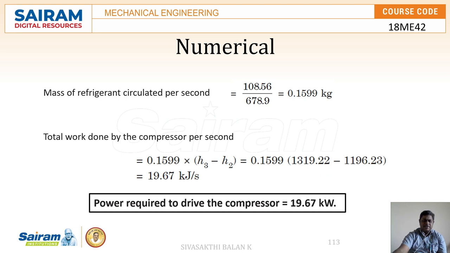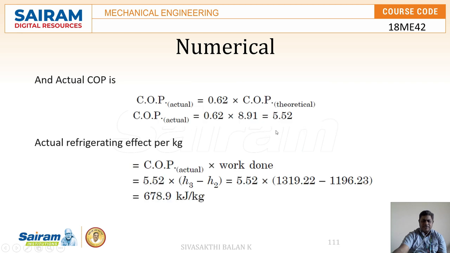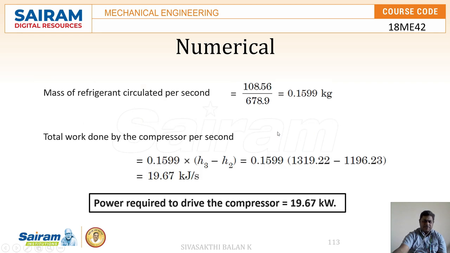The mass of refrigerant circulated per second, that mass flow rate we can calculate. It is 108.56 divided by 678.9. 678.9 is nothing but the actual refrigerating effect per kg. So if we do the mathematical calculation of this, we get 0.1599 as the mass of refrigerant which circulated inside the cycle per second.